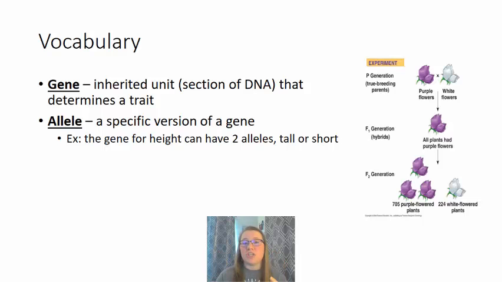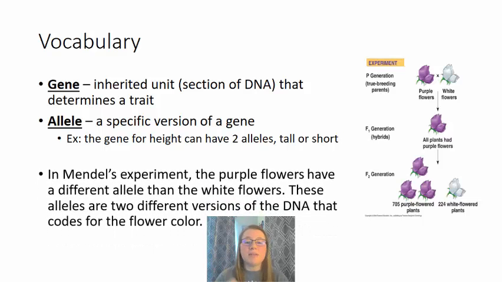So say we have a gene that codes for the height of a plant. There can be two different versions of that gene. So there could be the allele or the version of the gene that creates a tall plant, or there could be the allele or version of the gene for a short plant. Now, in Mendel's experiment, the purple flowers have a different allele from the white flowers. So these alleles are two different versions of the DNA that codes for flower color.